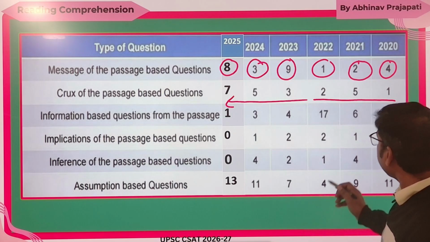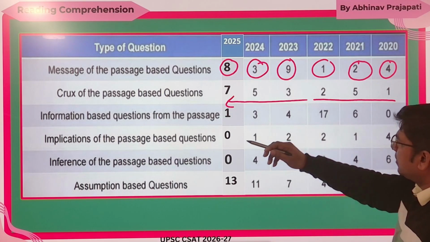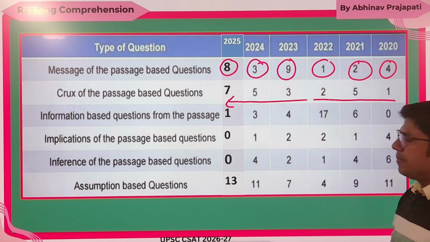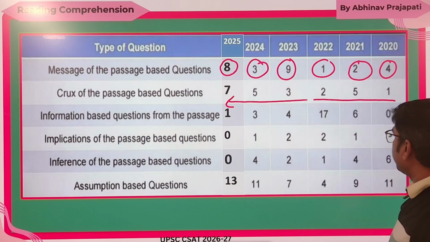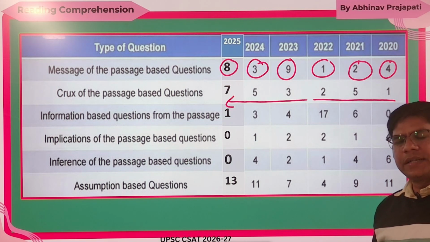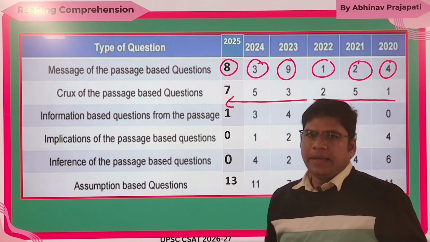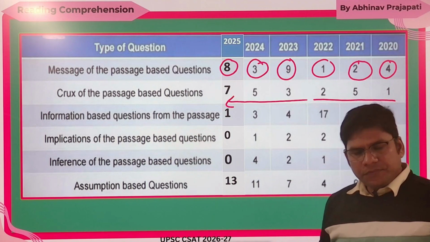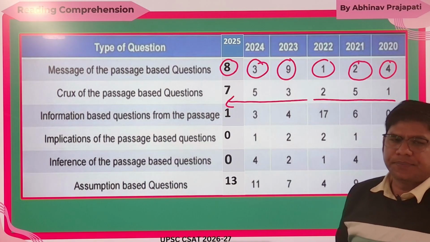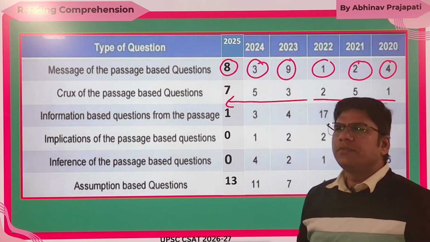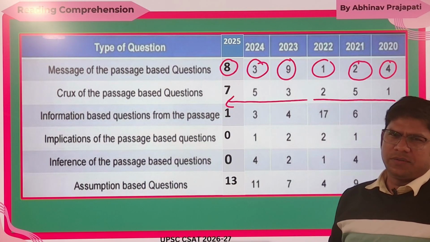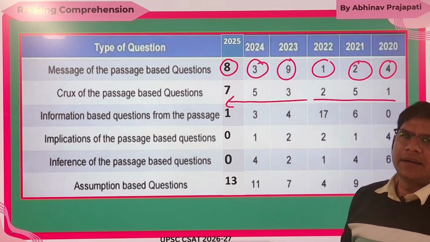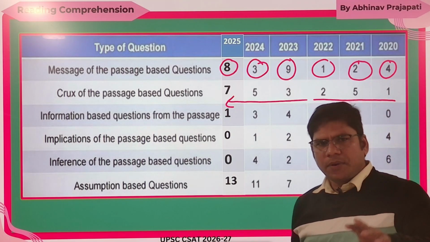Okay, now if you see, there is fluctuation in the number of questions based on information, meaning direct questions from the passage. You don't have to apply your extra mind, you don't have to think extra, because whatever the information-based question is, that information is directly there in the passage. Information-based question means fact-based question. Some idea in the passage the author might have discussed, and the questions are directly from those ideas.